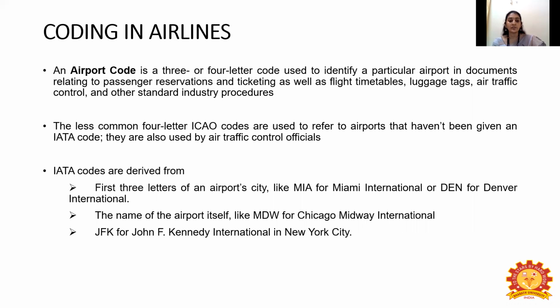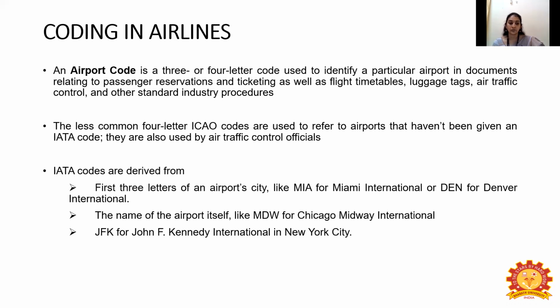There is also something called the ICAO code. These 3-letter city codes and airline codes are designated by IATA, but there are also ICAO codes that are less common, which are normally not used in fare calculation. These ICAO codes are also used to refer to airports that do not have an IATA code. Sometimes there exist airports which may not have an IATA code. In that case, ICAO codes are used.